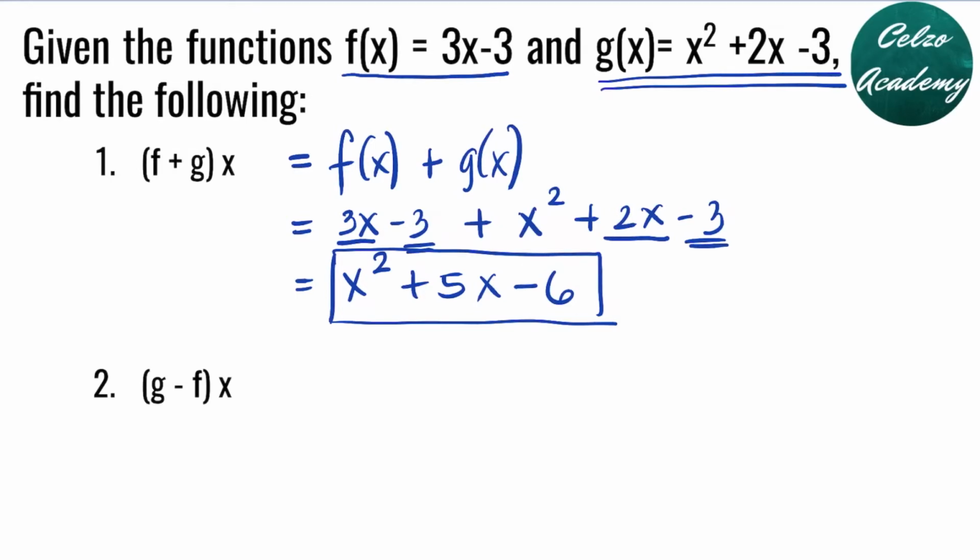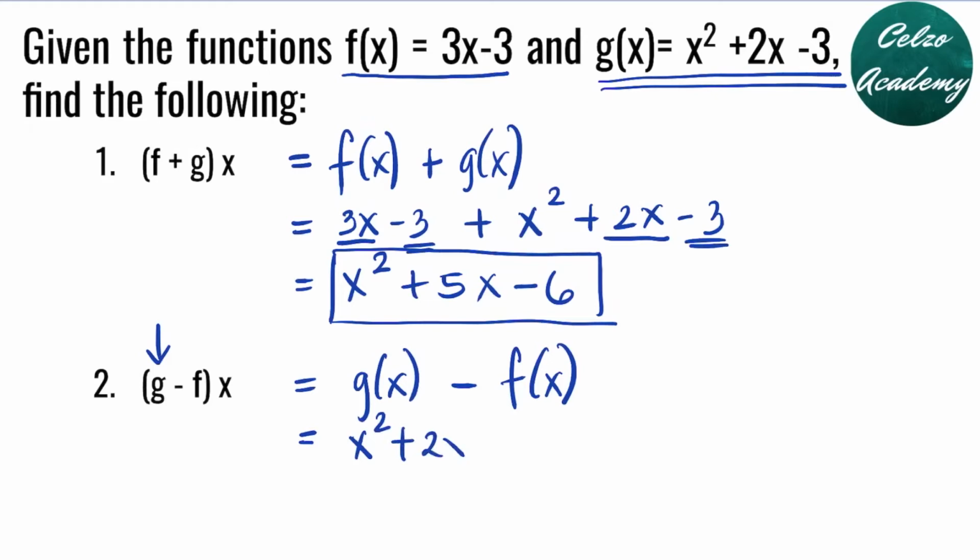Question number 2. G minus f of x. For this problem, the first function is g. So we will begin with g of x, and then we will subtract the f of x. The g of x in this problem is x squared plus 2x minus 3. And our f of x is 3x minus 3. So minus parentheses 3x minus 3.